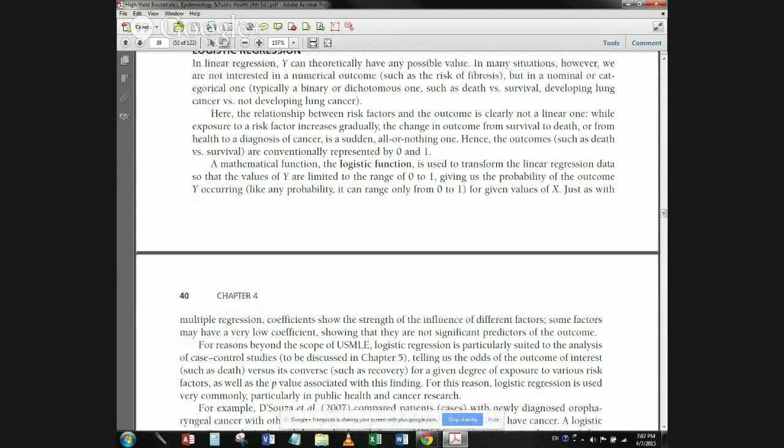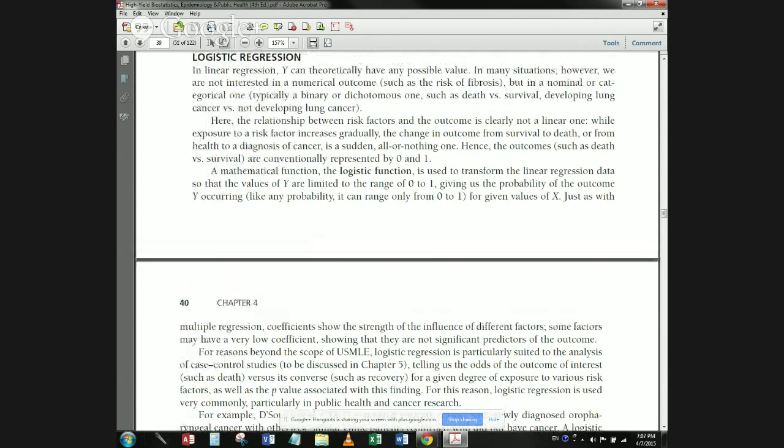Logistic regression. In linear regression, y can theoretically have any possible value. In many situations, however, we are not interested in a numerical outcome such as the risk of fibrosis, but in a nominal or categorical one, typically a binary or dichotomous one, such as death versus survival, developing lung cancer versus not developing lung cancer. Here, the relationship between risk factors and the outcomes is clearly not a linear one. While exposure to a risk factor increases gradually, the change in outcome from survival to death or from health to a diagnosis of cancer is a sudden all or nothing one.